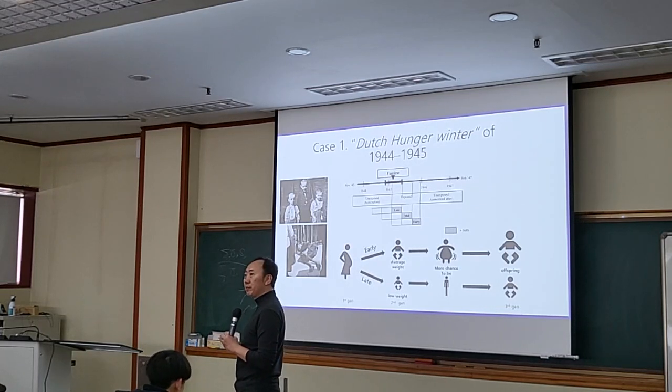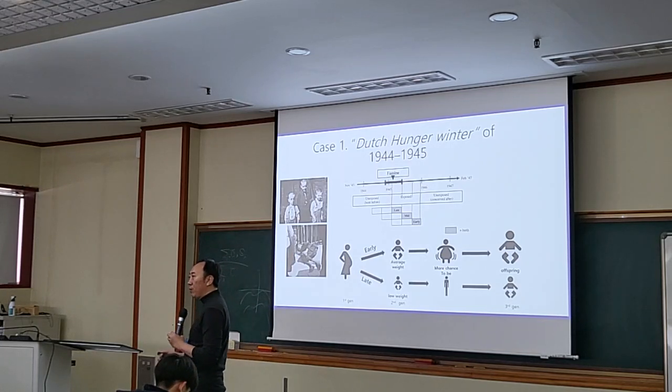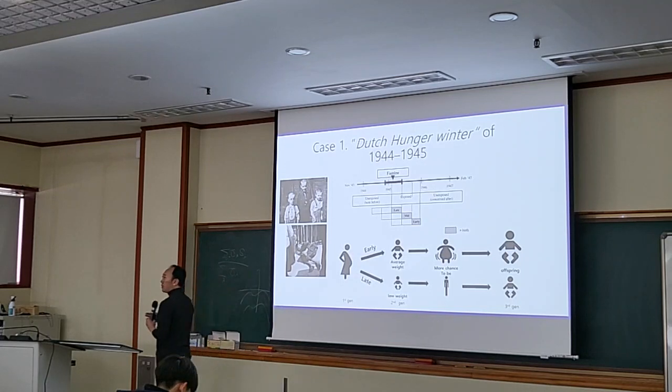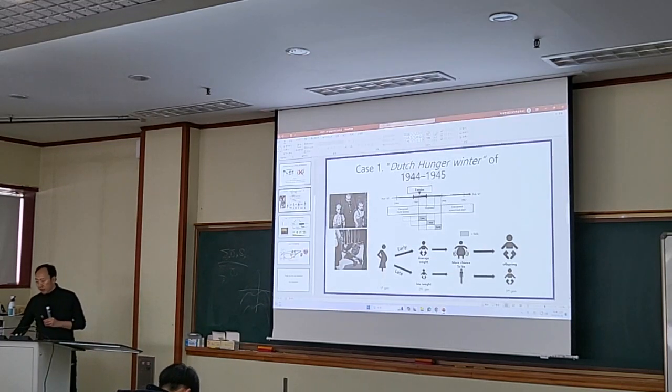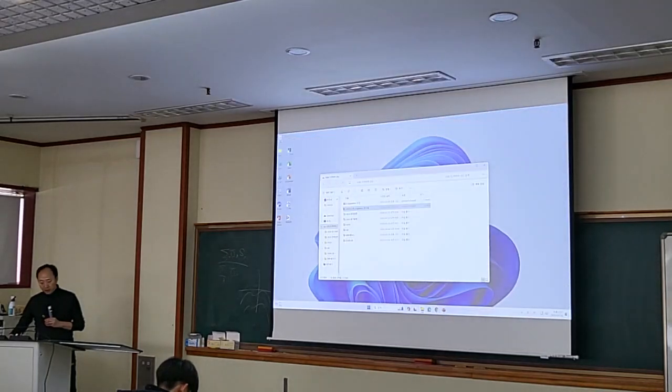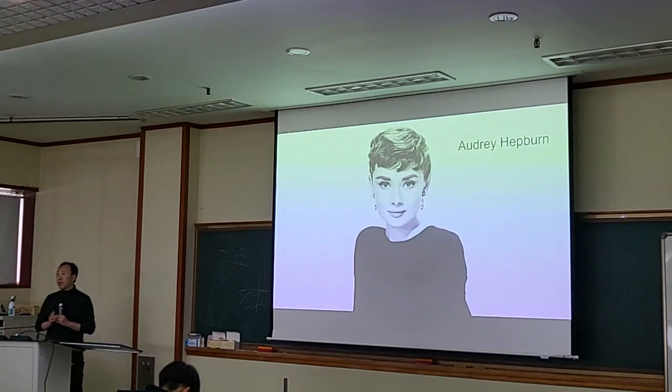Something is wrong, right? And when you check the DNA sequence, it's the same. The DNA information is the same. The genotype is not changing, but this kind of thing is happening. This is a very shocking observation. Somehow the genotype is not changed at all, yet that effect is transferred to the next generation. And Audrey Hepburn was one of those cases.